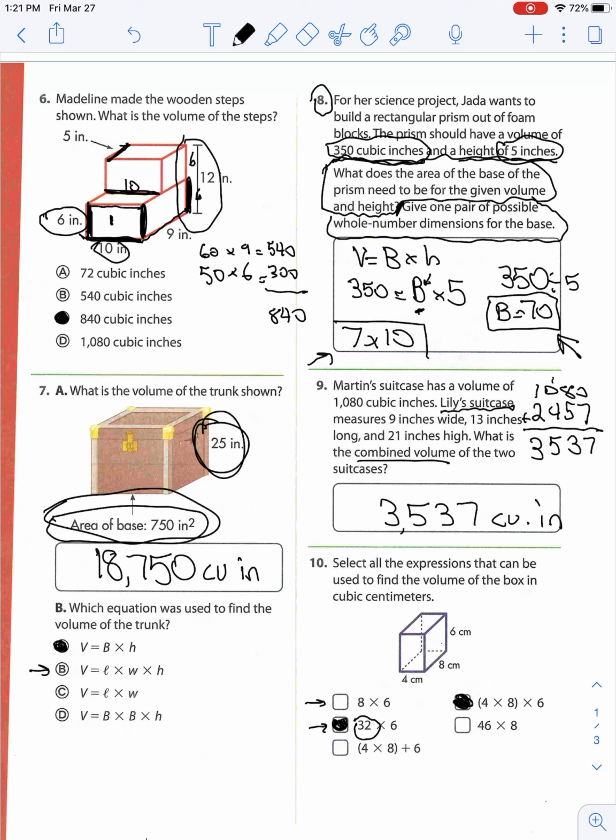4 times 8 plus 6. I mean, come on. You're not going to fool us with that. We don't ever use addition when we're finding the formula for the volume of a rectangular prism. Come on, man. And then this one says 46 times 8. No, that's just putting two numbers together, and that doesn't work either. So only these two.